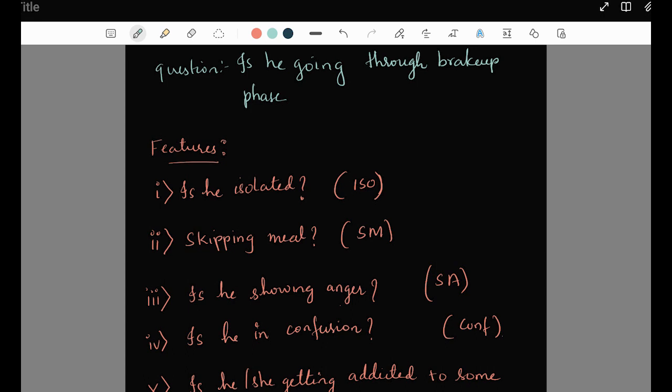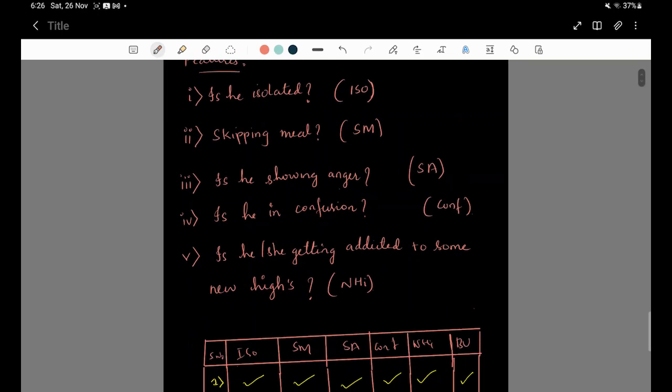Let my machine learning problem be that I am trying to predict whether a person is going through a breakup phase or not. We observe that once a person is going through a breakup phase, he or she gets isolated from others. We also see that they start skipping meals, they start showing some kind of anger, they are confused, and most of the time they get addicted to some kind of new highs. Let these questions be my feature set.